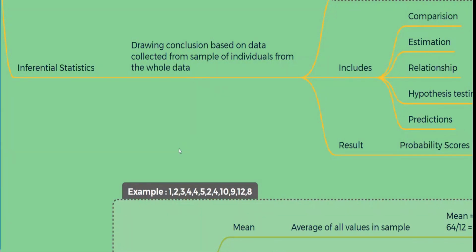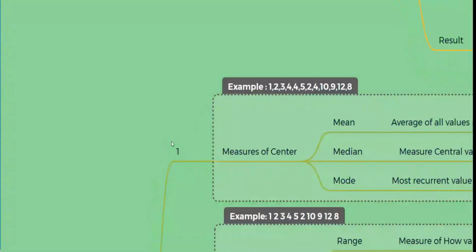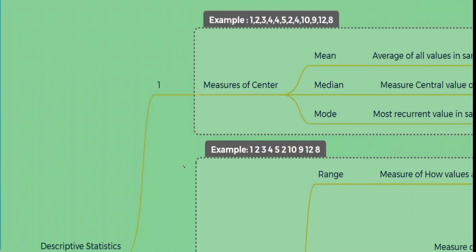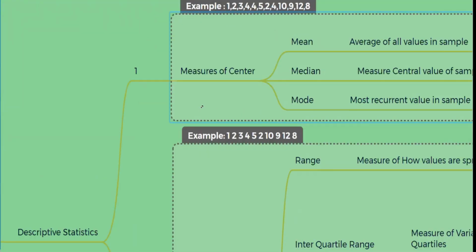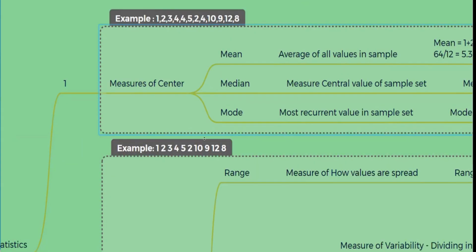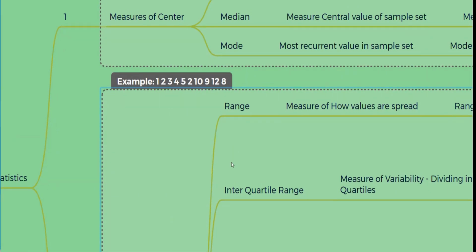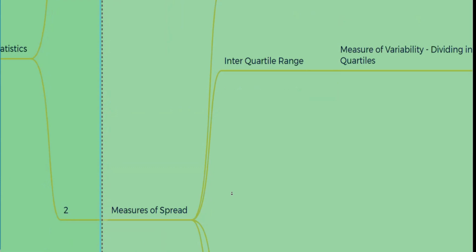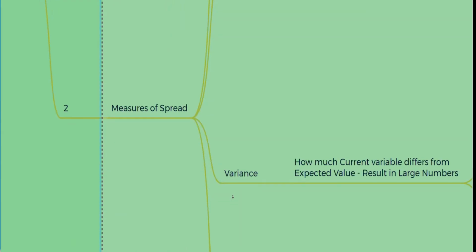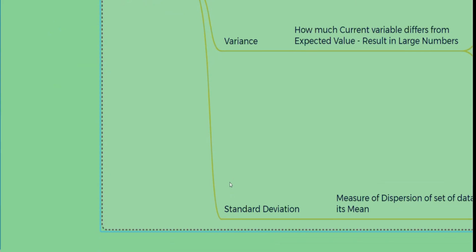And in descriptive statistics, we have seen two more concepts: measure of center and measure of spread. In the measure of center, we have seen mean, median, and mode. And in the measure of spread, we have seen range, interquartile range, then variance, and finally the standard deviation.